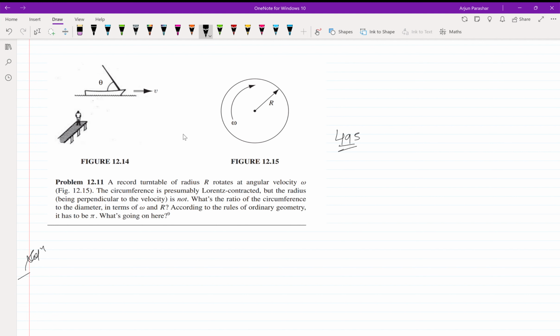It is simple, as we know the circumference of a circle is 2 pi r. But the important concept is that this circumference is contracting, and for contraction we place a gamma here because of that length contraction. And the ratio is asking about the diameter also.